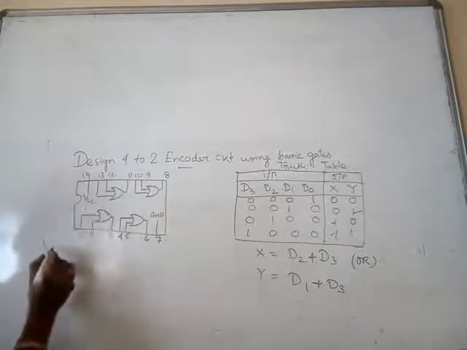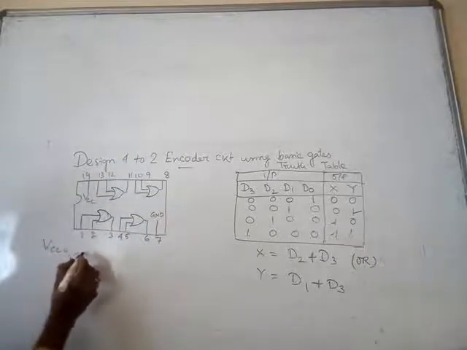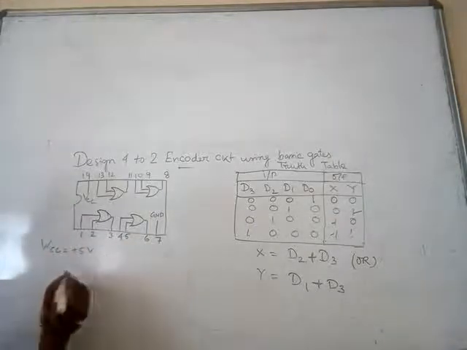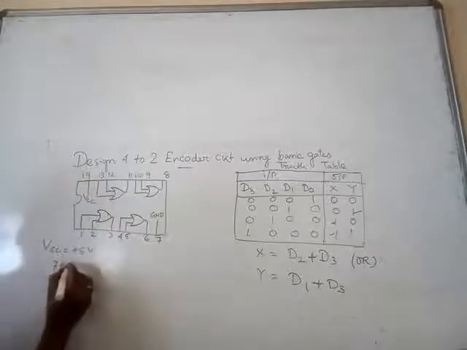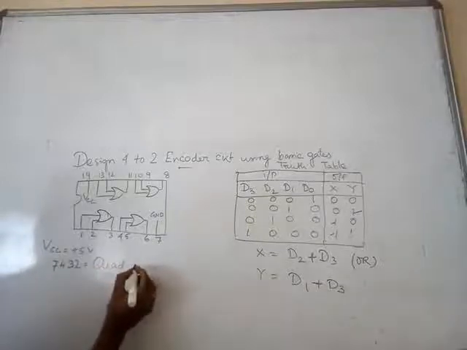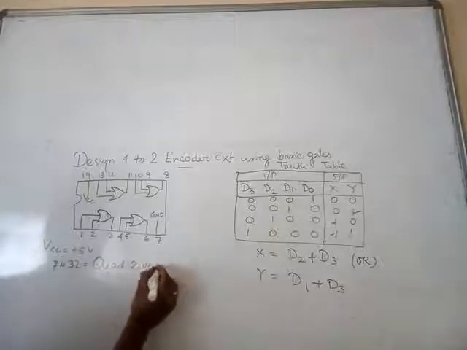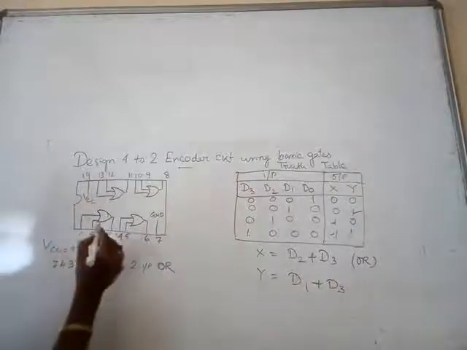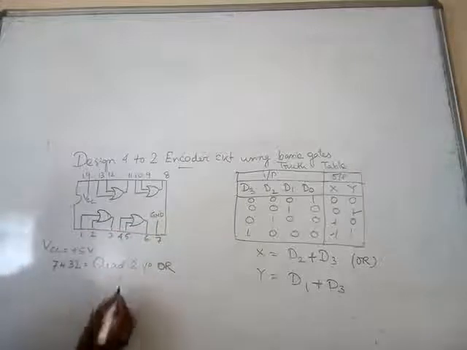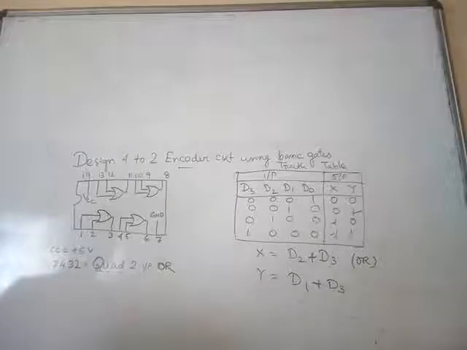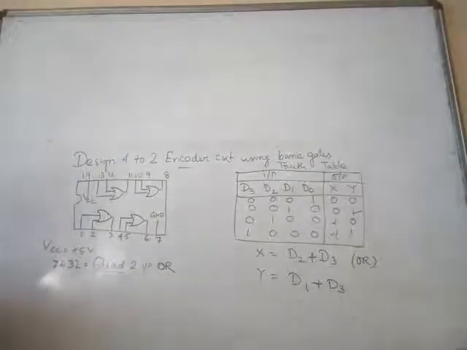We know VCC equals plus 5 volt for this IC, and the IC number is 7432. It is called quad 2 input OR. As there are 4 gates, it is called quad, 2 input OR gate. So it is the pin diagram of the OR gate.